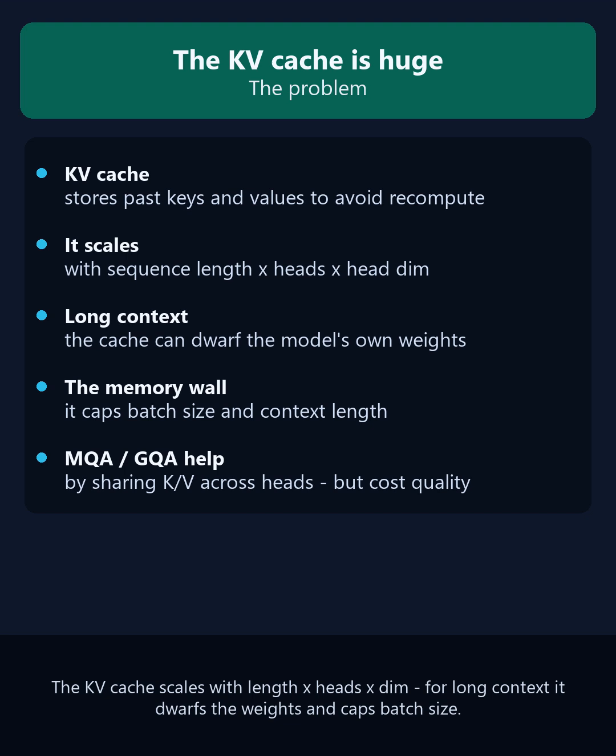Start with the pain. During generation, a model reuses the keys and values of every previous token instead of recomputing them, so it stores them in a KV cache. That cache scales with sequence length times the number of heads times their dimension. For long contexts, it can dwarf the model's own weights, and it becomes the memory wall that limits batch size and context length. Earlier tricks like multi-query and grouped query attention shrink it by sharing keys and values across heads, but they trade away some quality to do it.